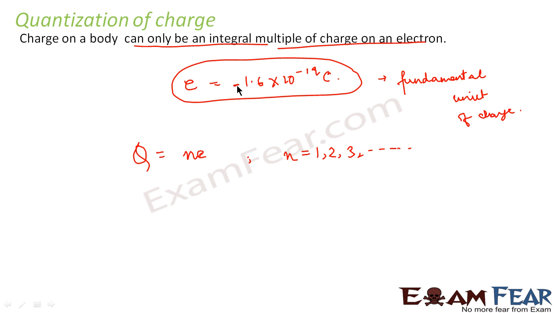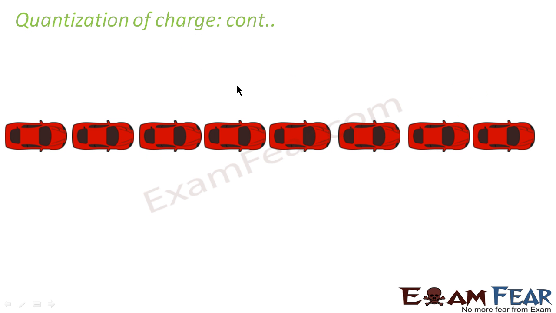Quantization says that any charge that exists in this universe has to be an integral multiple of the charge on an electron. No other values can exist. Now, when I talk of quantization, there are two ways of looking at it. We can look at it from a macroscopic level, or from a microscopic level. Right? So, when I talk about macroscopic level and microscopic level, what difference arises? Let us look at that.